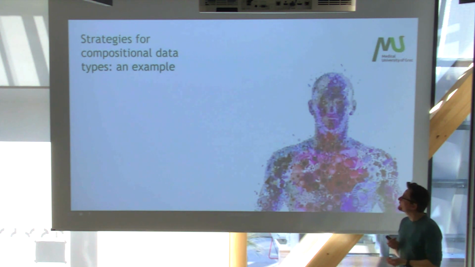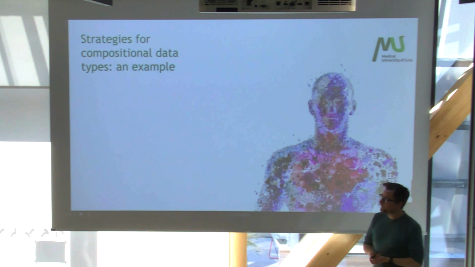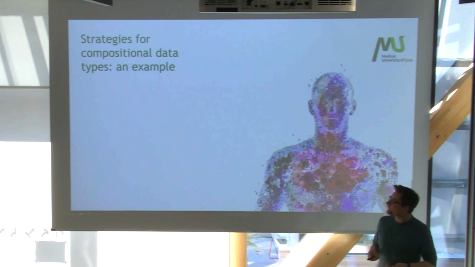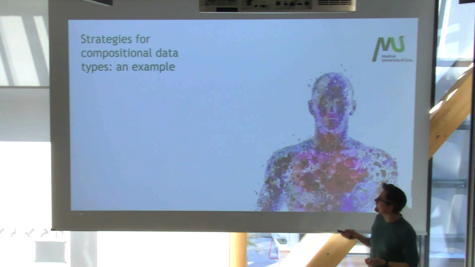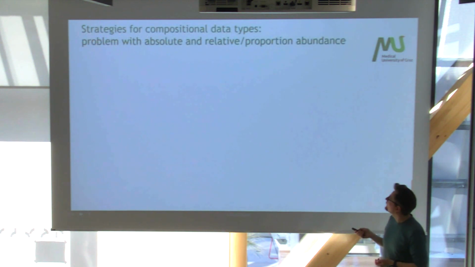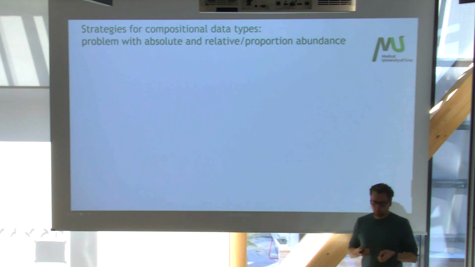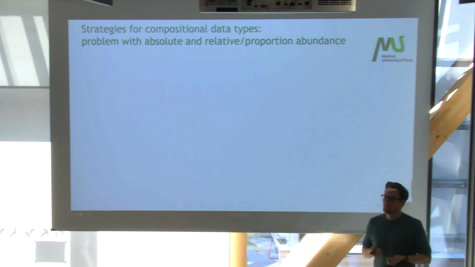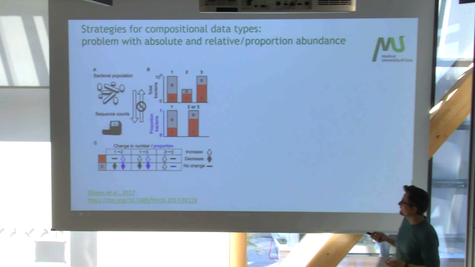Okay, let's get to our first example. In my little introduction, I finished with the observation that the data is compositional, and I want to explain what this means in a few slides. So the main problem here is that we can't really distinguish between absolute abundance and relative abundance or proportions, so we don't know the absolute abundance.